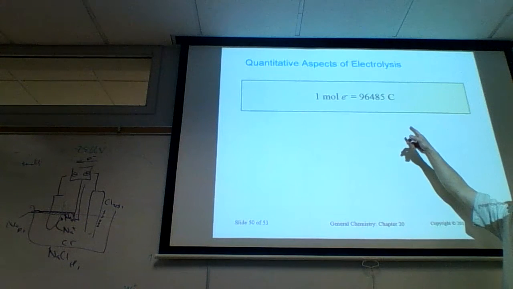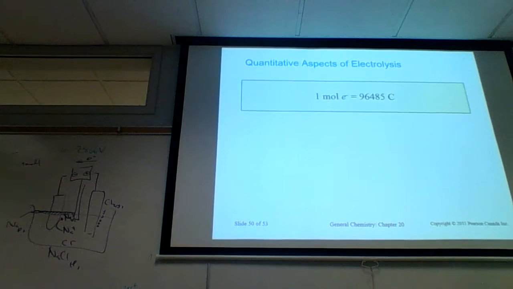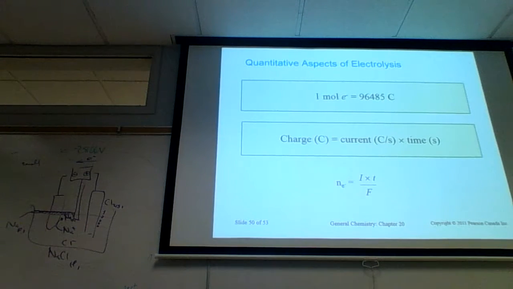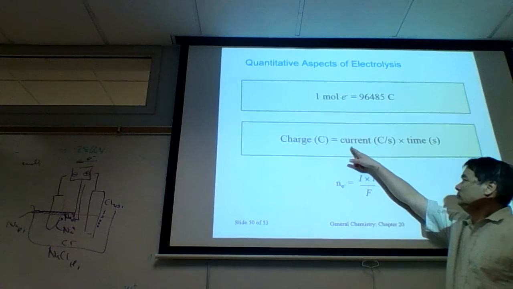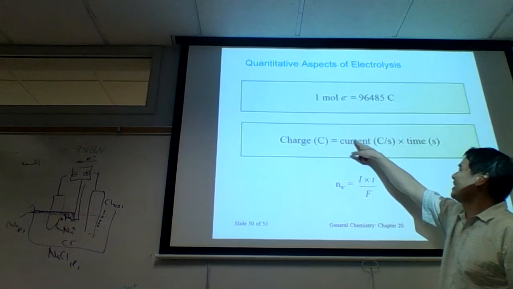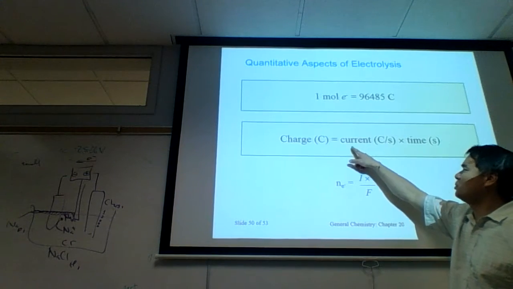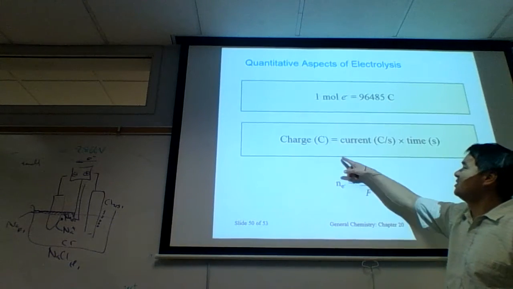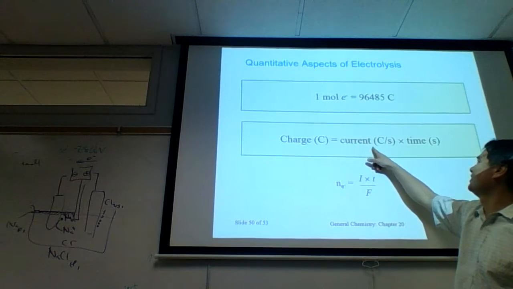Electrons equals 96,485 coulombs. Charge. We need this other conversion factor. That is the current. The current is in amps. 1 amp is defined as 1 coulomb of charge passing by in 1 second. And so the amount of charge is the current times the time.